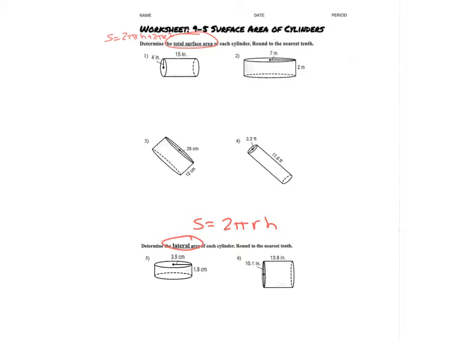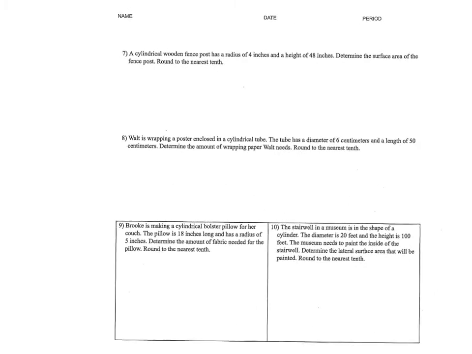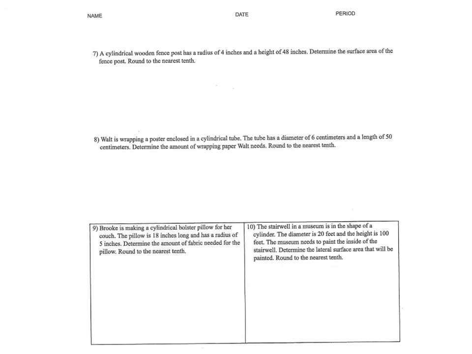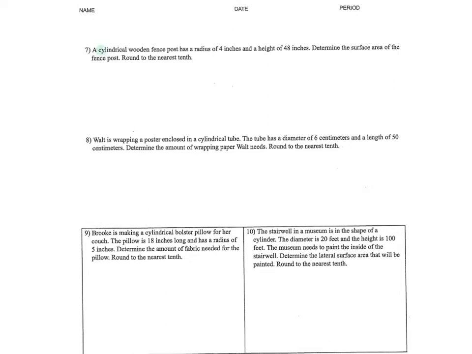Good? On these word problems, I would make sure you highlight the important words. A cylindrical wood fence has a radius of 4 inches, a height of 48 inches. Determine the surface area. So if it doesn't tell you lateral, it's talking about total. And if it helps, I would draw the picture. So it gives you a radius of 4, height of 48.